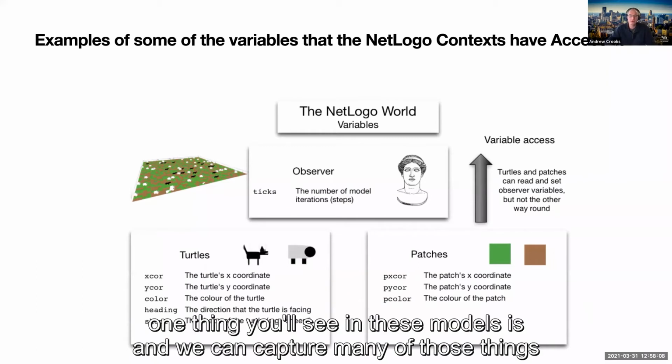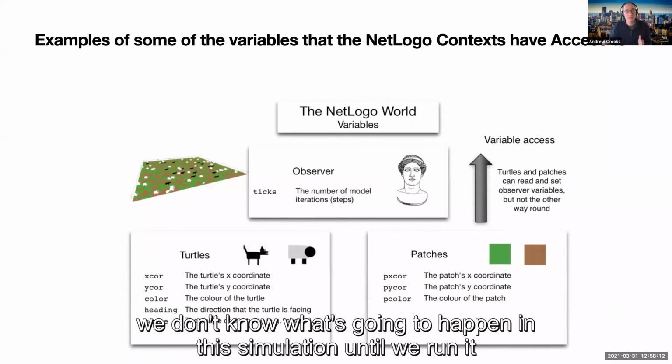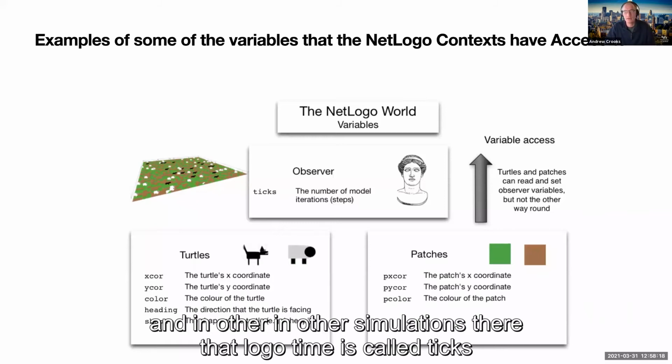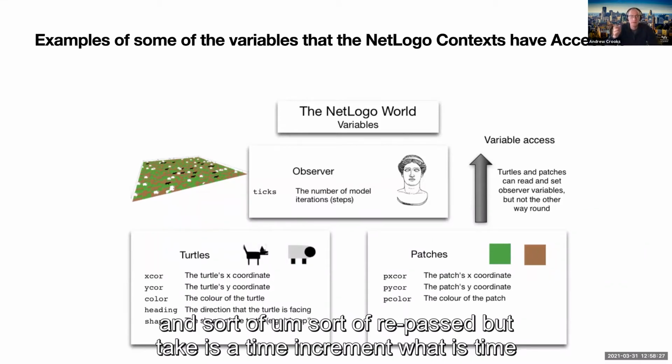One thing you'll see in these models is these are simulation models. We don't know what's going to happen in this simulation until we run it. As we run it, we go through time. In NetLogo, time is called ticks. And in other simulations, Mason uses steps, and so does Repast. But tick is a time increment. What is time depends on the application.